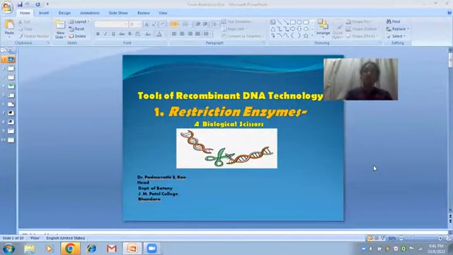Hello students, today I am going to explain about the tools of recombinant DNA technology. One of the parts of these tools is the restriction enzymes, the biological scissors.